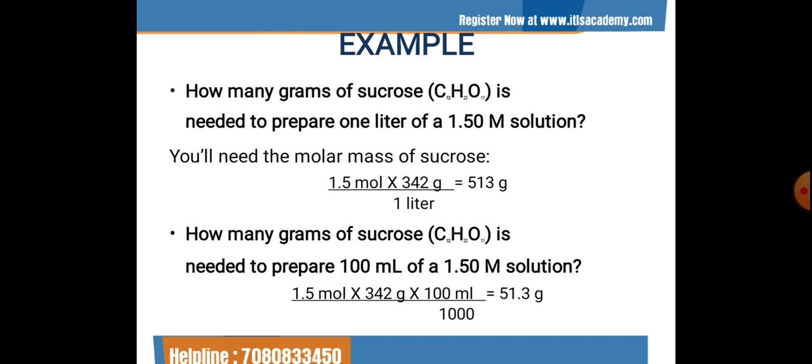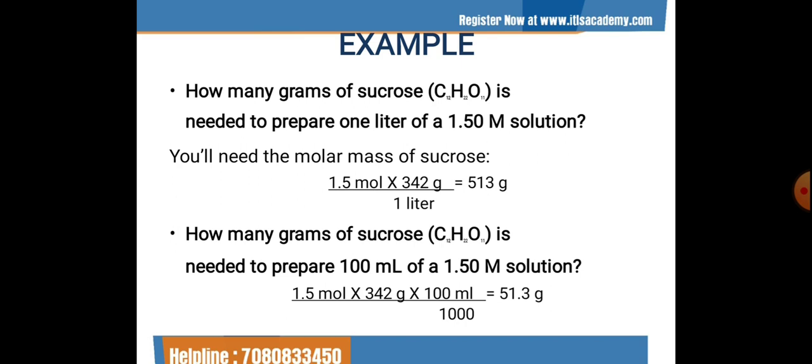Next question is, how many grams of sucrose is needed to prepare 100 ml of 1.5 molar solution? Okay, in the previous question, we used the 1 liter solution directly. We had to make a 1 liter solution, but there are times you do not always have to make 1 liter. The quantity could vary. It could be 450 ml, it could be 730 ml, any quantity could be given.